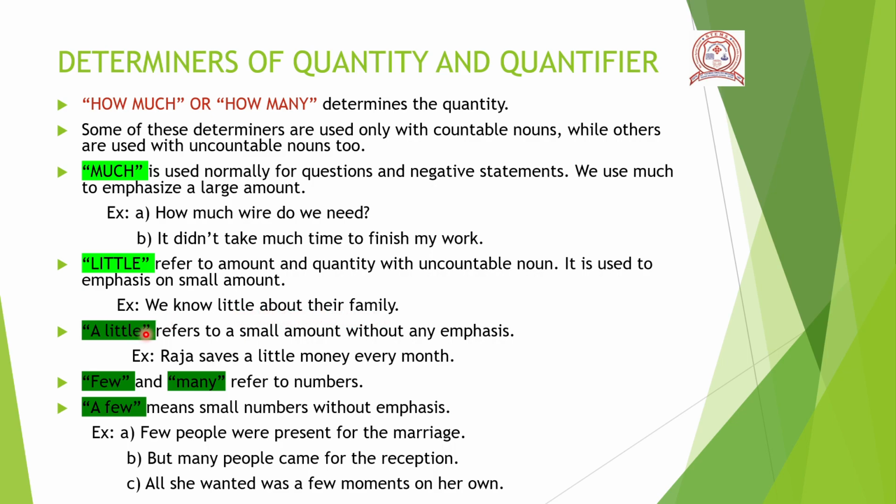Next, a little. It refers to a small amount without any emphasis. You're not emphasizing anything on it, not giving any stress on the matter. Example, Raja saves a little money every month. There is no particular amount that he's saving. He just saves a little money every month. Next, few and many refer to numbers.